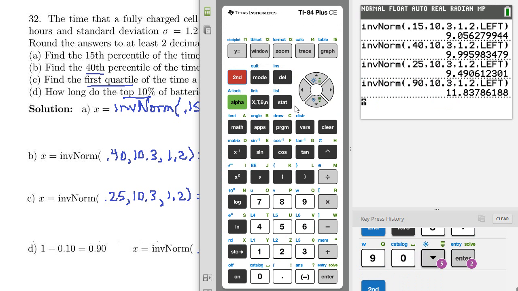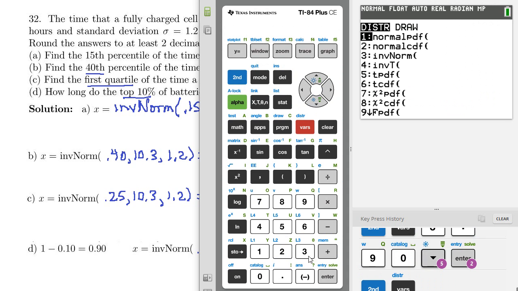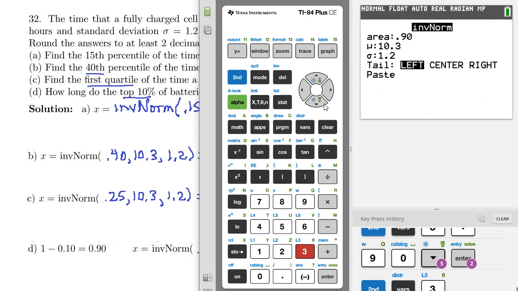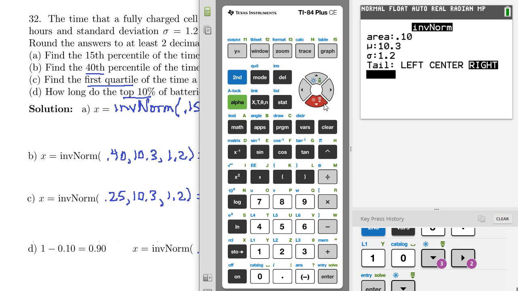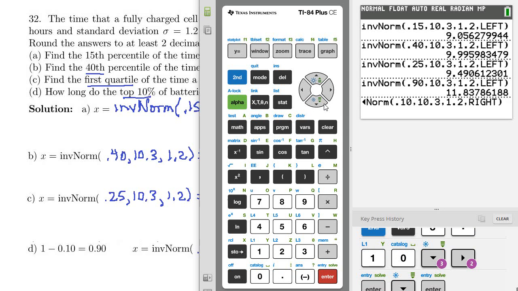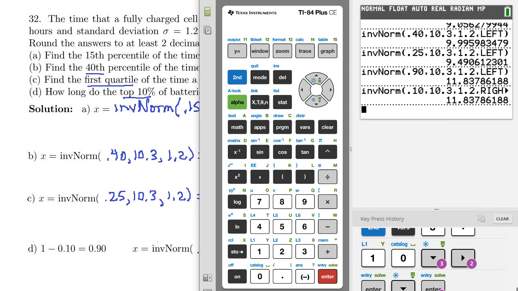Now, if you have the menu, then you could put the 0.10 in there and then just use right tail, since top 10% is 10% or above. And we get that same 11.84.